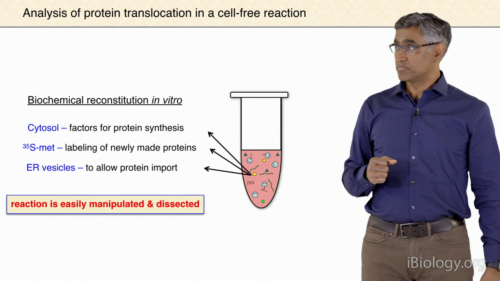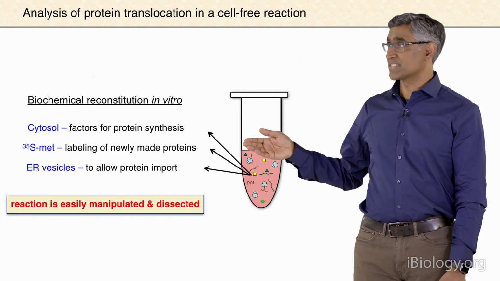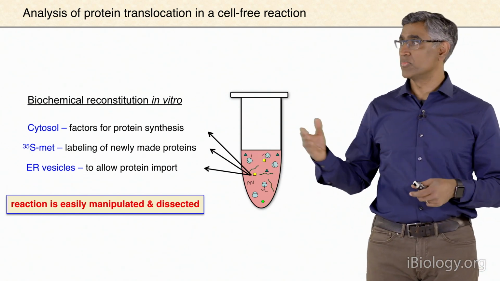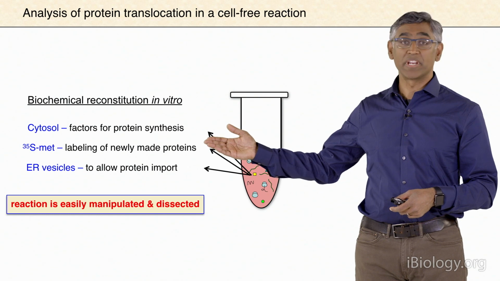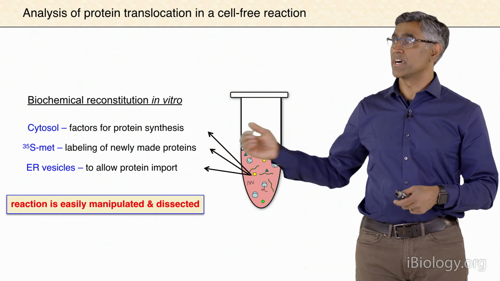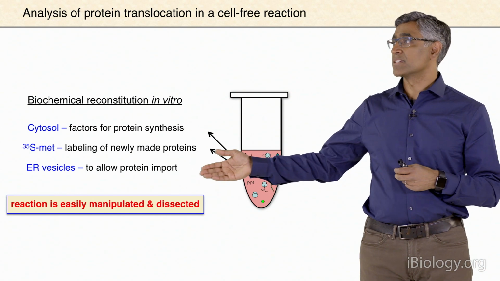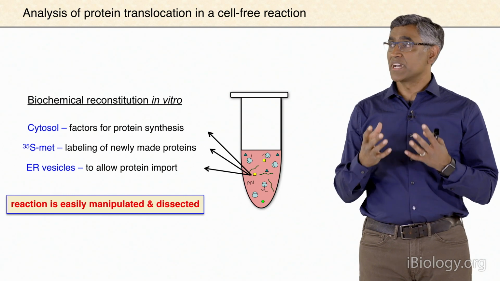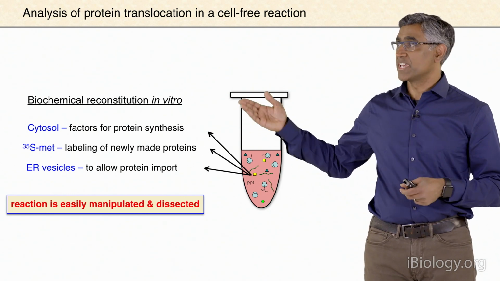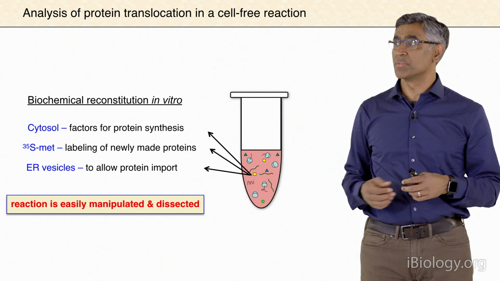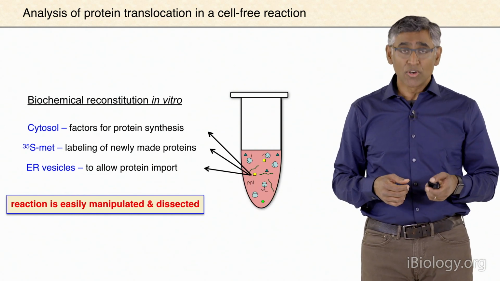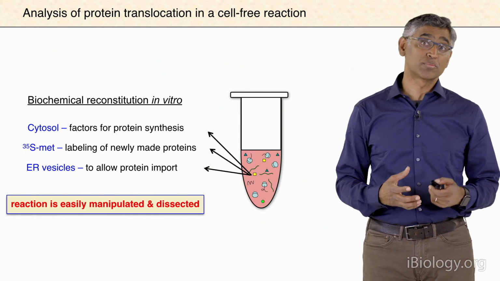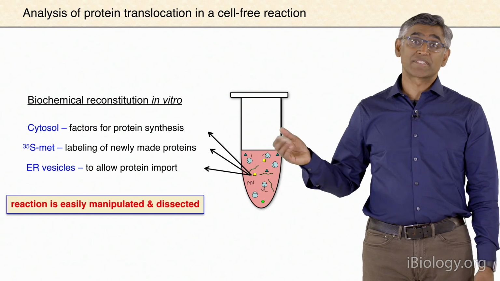And so this is the kind of experiment that we would do in the lab when I was a student. So what this system contains is a cytosol that contains all the factors needed for protein synthesis. We would add a radioactively labeled amino acid, which is usually S35 methionine. And if you want to study protein import, you would add a source of ER vesicles, which is usually isolated from pancreas. And you can manipulate these as well as many other components of the system to try to dissect the processes.